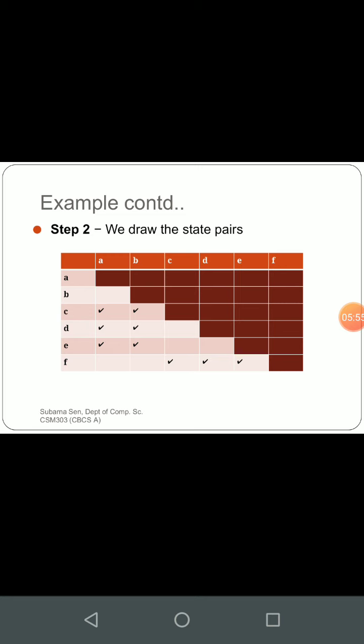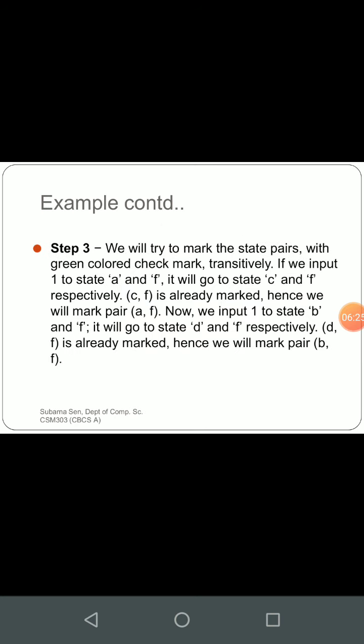Now what does step 3 say? Step 3 says if this procedure is completed, meaning we are able to mark those pairs where one state falls under the final set and another under the non-final set, then we are done with this step. Next, we will find out if any more pairing can be done using the next step. Let us see what step 3 says.